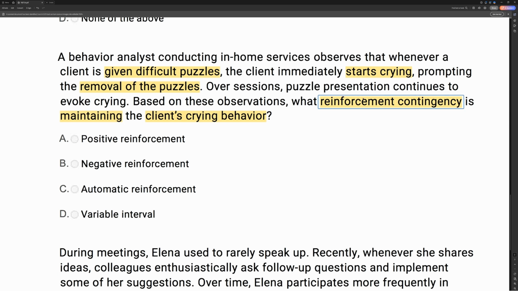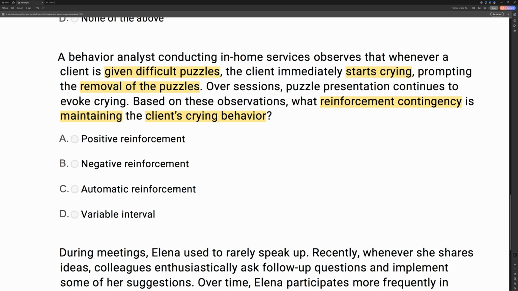Well, it is reinforcement. We know that both from the question and the behavior change, but it isn't positive. Positive, we're adding something as a consequence. The consequence here is the removal of the puzzle. So what we're looking at here is B, negative reinforcement. We are removing something from the environment, which is reinforcing the behavior, negative reinforcement.